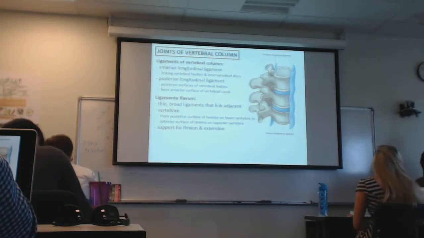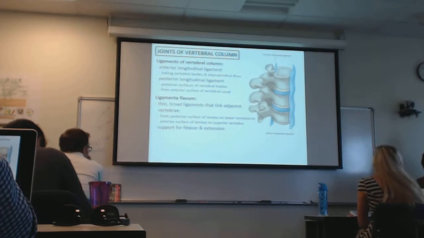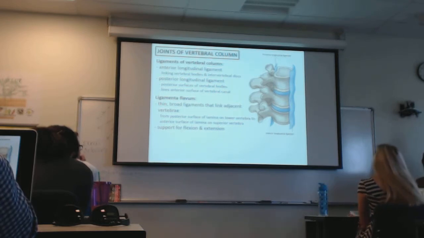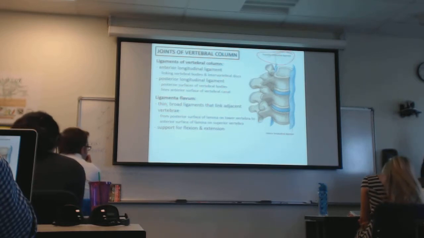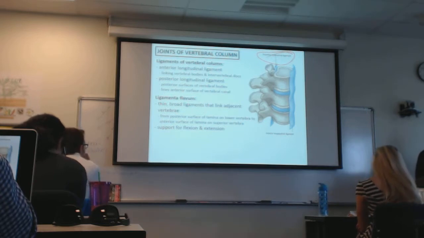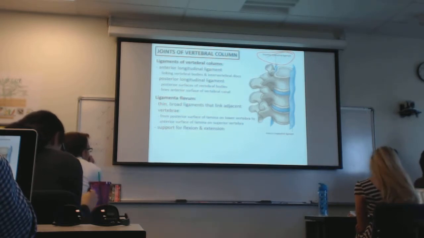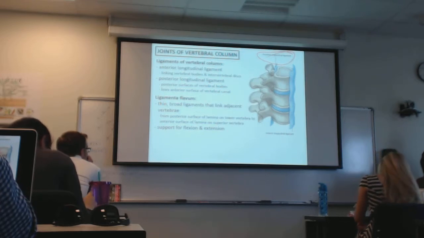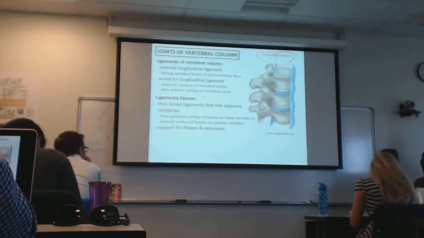In reality, it's not a band like this. It sort of forms a little fascial sheath around most of the perimeter, the anterior perimeter of the bodies and the intervertebral discs. And then on the other side of the bodies, there is a posterior longitudinal ligament. So be sure you understand that those longitudinal ligaments bind the bodies of the vertebra and the intervertebral discs.